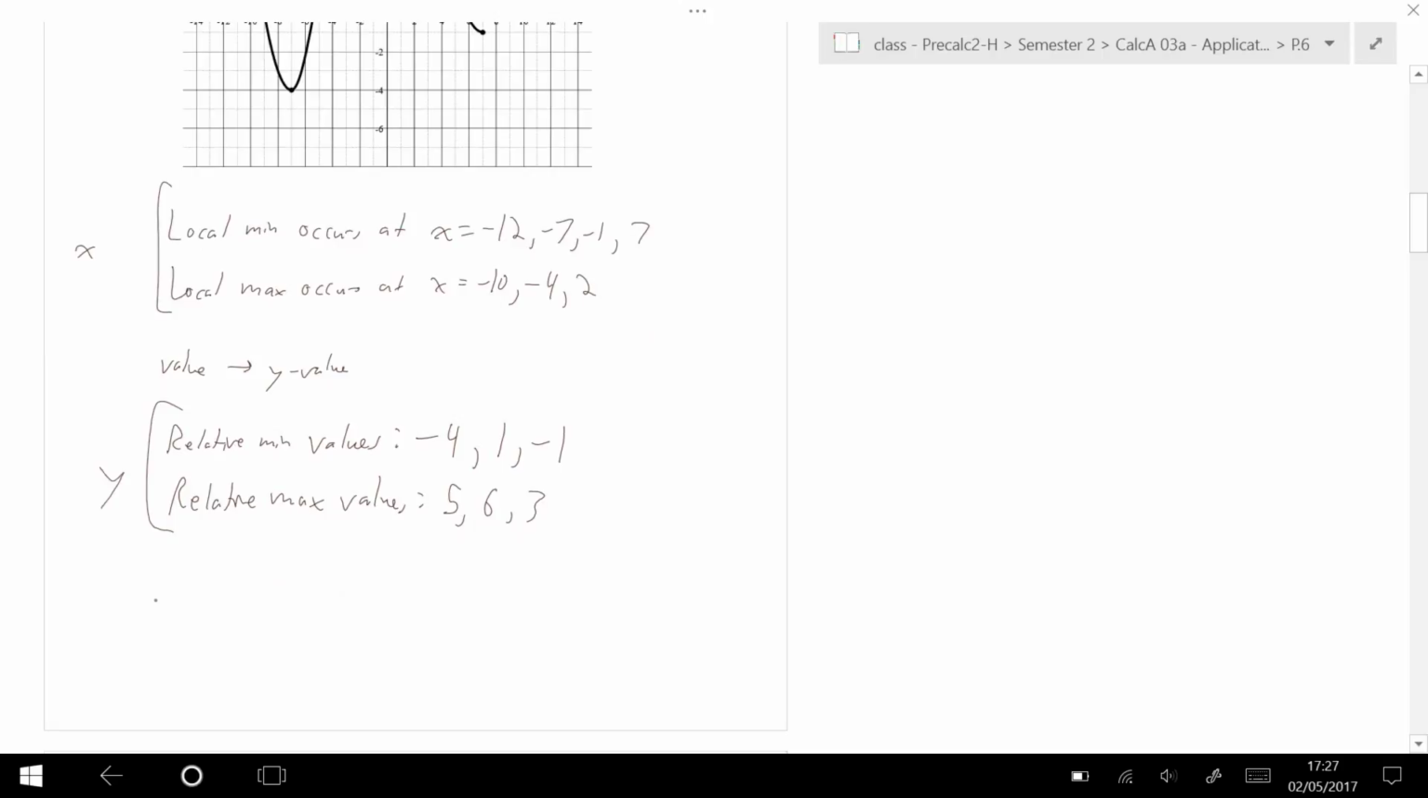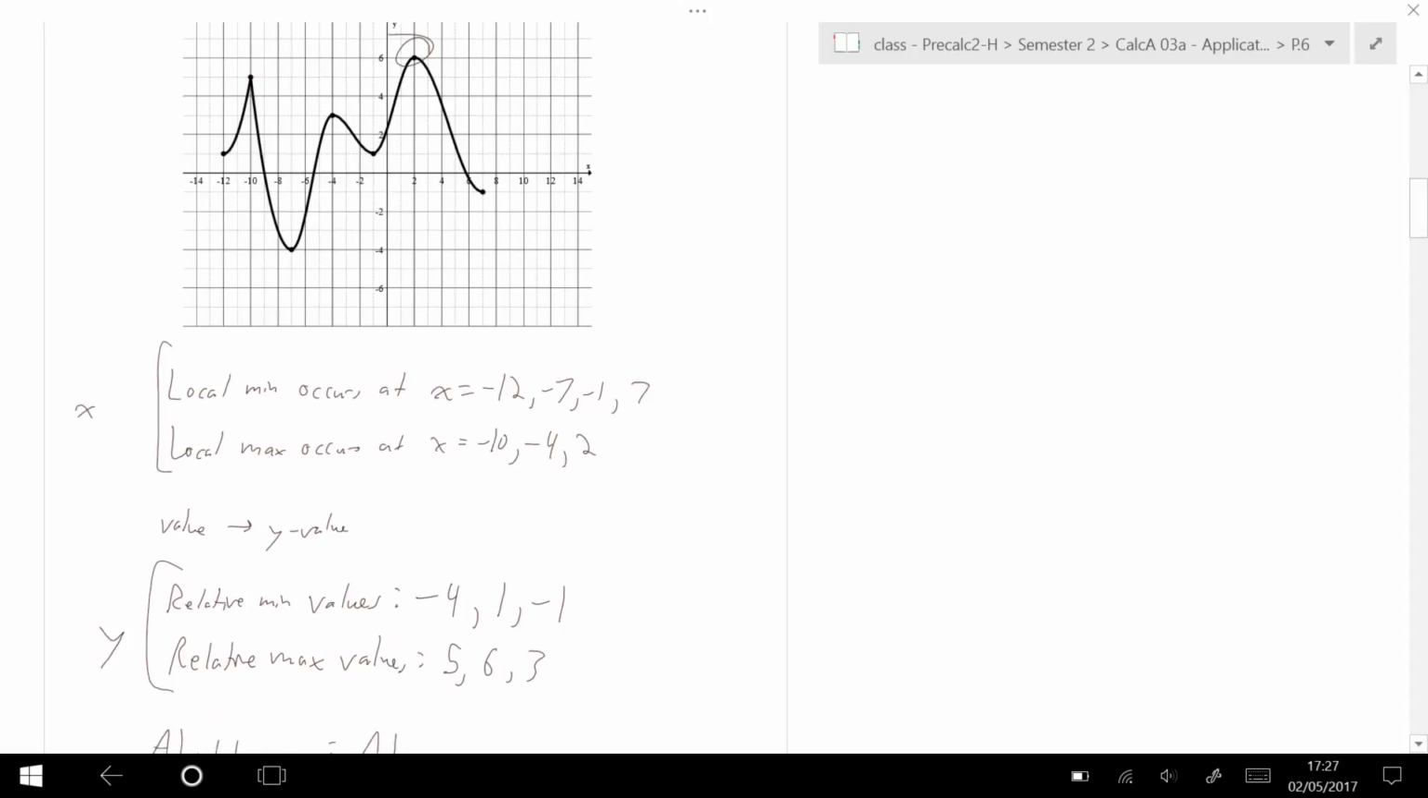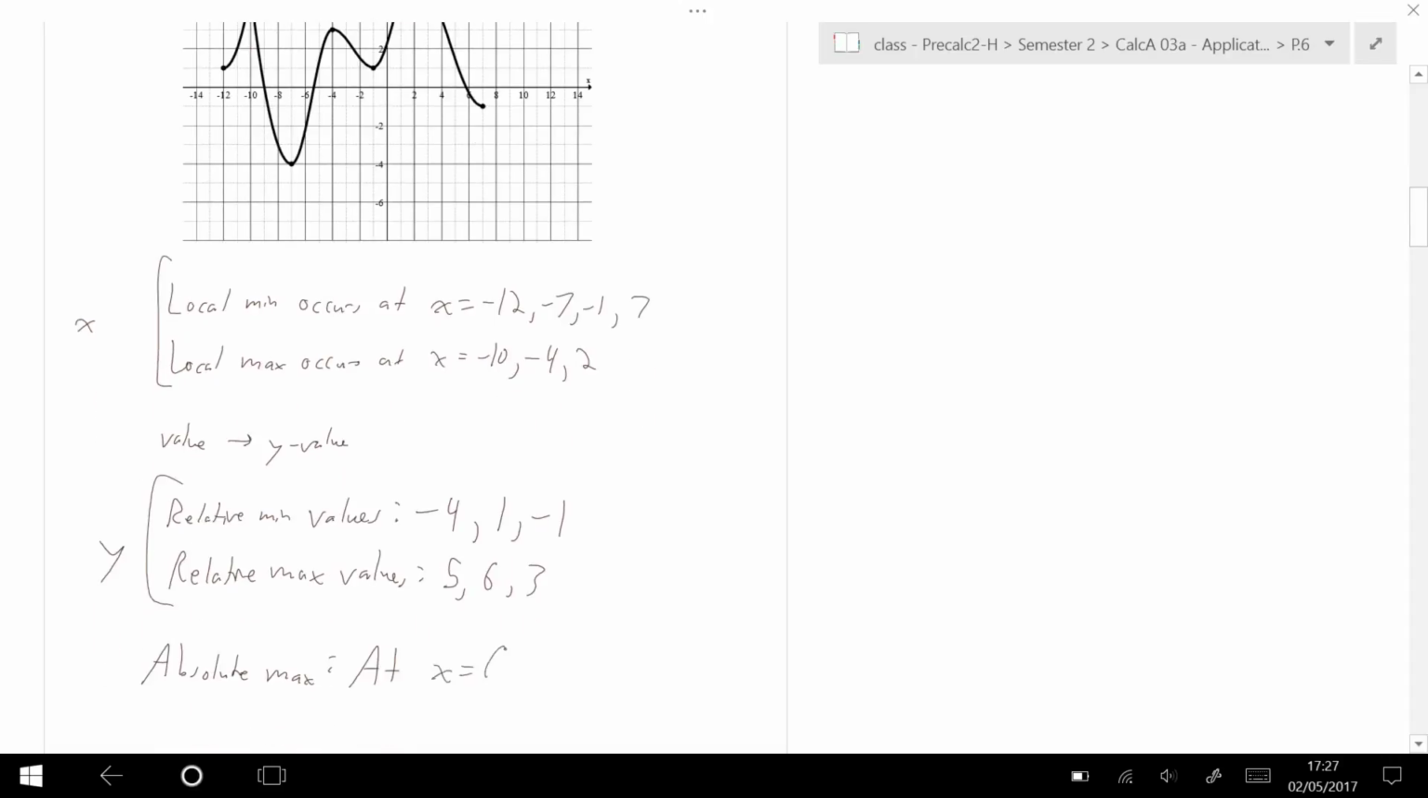Now there is something that we just mentioned before called an absolute max. And the absolute max, we can describe it. It occurs at this point right here. The absolute max is right here. At x equals 2, the max value occurs at 6. So the value is, x equals 2, my bad. We have a value of 6.